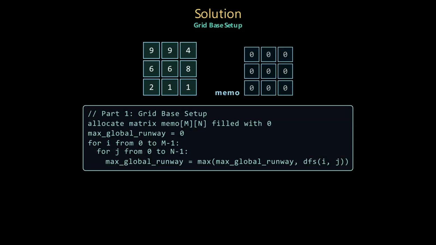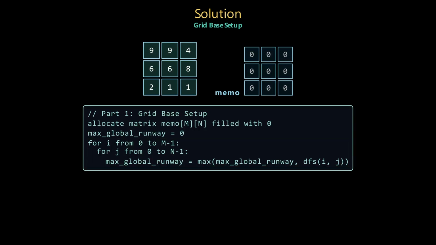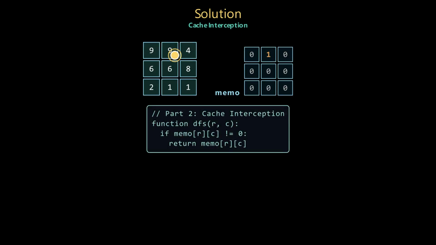We translate our intuition into code by initializing a matching memoization matrix filled with zeros, serving as our tracking memory cache. We loop through every coordinate on the board, launching our depth-first search engine from every single grid position to guarantee we intercept the global maximum runway. At the entry point of our recursive function, we immediately protect our boundaries by checking our cache table. If the value at our current row and column coordinate is anything other than 0, we halt the recursion dead in its tracks and instantly return that pre-recorded score.